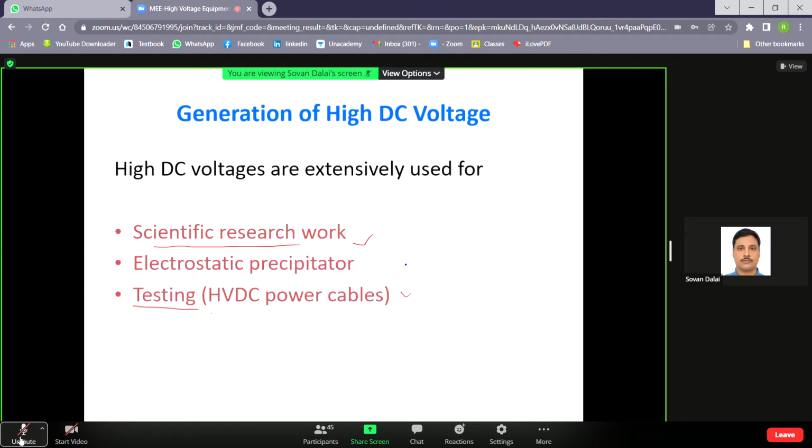Previously electrostatic generators were there. That electrostatic generator was used for generation of high voltage DC, but nowadays it has totally shifted to static circuits, that HVDC is generated with the help of a rectifier circuit in conjunction with the AC voltage source. So what is the most common thing, how to convert AC to DC? AC থেকে আমরা DC তে কিভাবে করব?